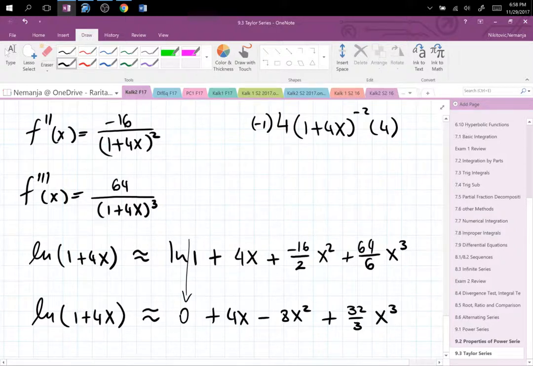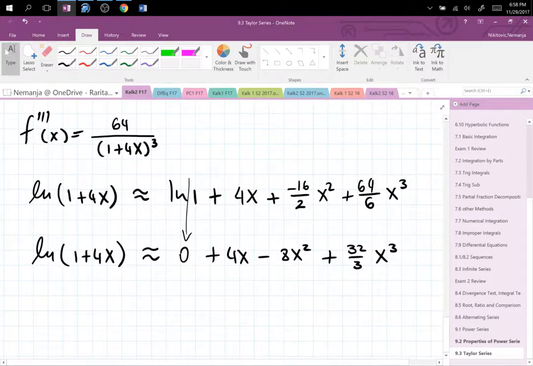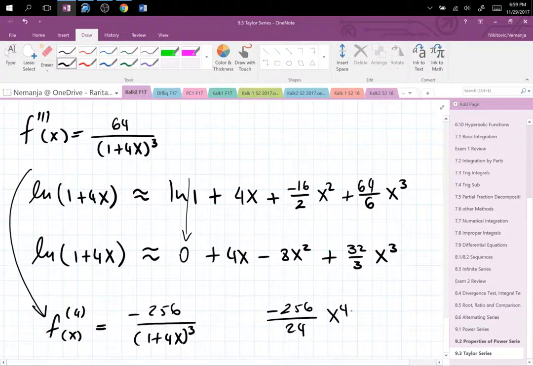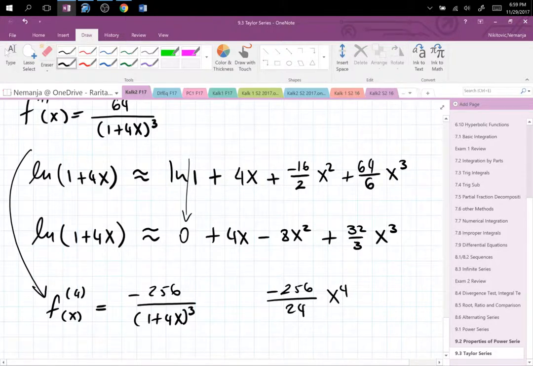I asked for 4 terms, the first term disappeared. So we take one more derivative. Yeah, such is life. So what's 64 times 4, that's 256. So the new term we are adding is going to be negative 256 divided by 24, x to the 4. So that's a new term.